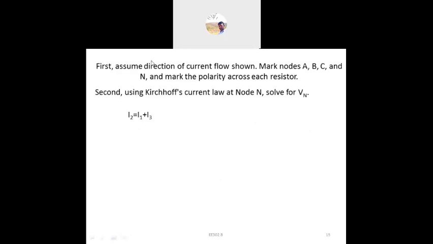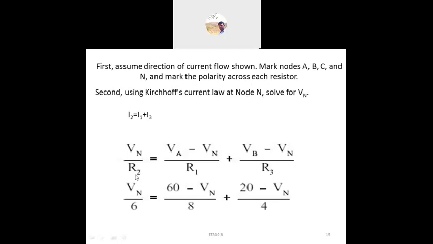So first we'll assume the direction of the current flow, then mark the node, and plot the positive and negative of each resistor. From that, with Kirchhoff's current law at node N, we write I2 is equal to I1 plus I3. So Vn by R2 is the current at the node voltage, and currents I1 and I3 are Va minus Vn, that's the voltage across the resistor R1.